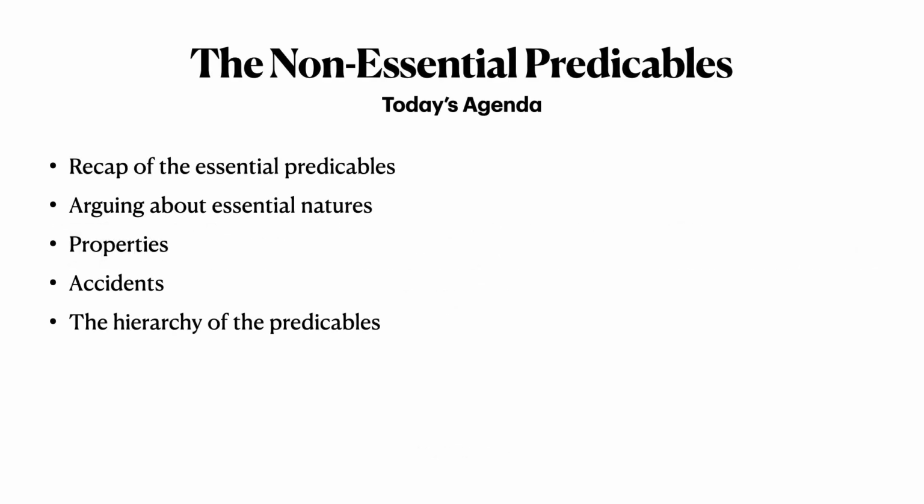We'll begin, as usual, with a recap of what we've been learning to lead up to this lecture, and then I'll talk a little bit about why we bother with all this talk about essential natures when sometimes they can be so hard to recognize, and we frequently argue about them. And then we'll get around to discussing the last two predicables, the non-essential predicables of property and accident. And then we'll talk about how we arrange these predicables into a hierarchy.